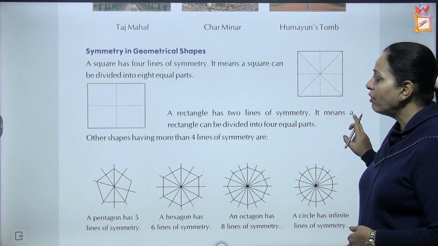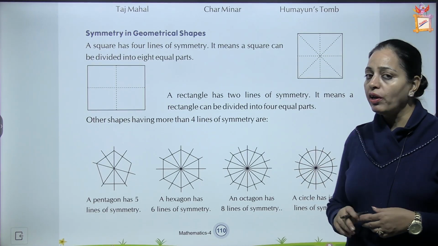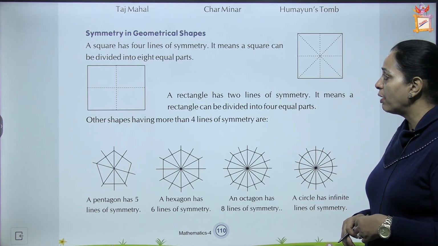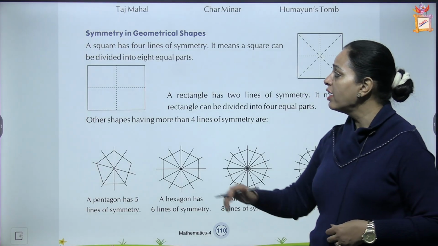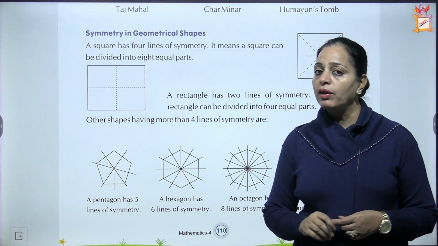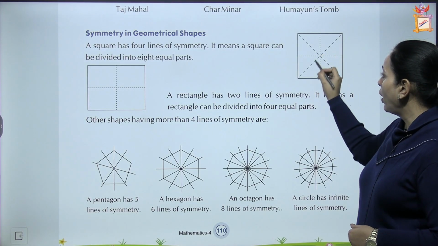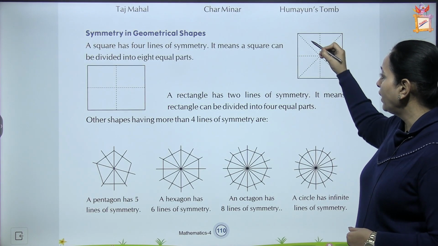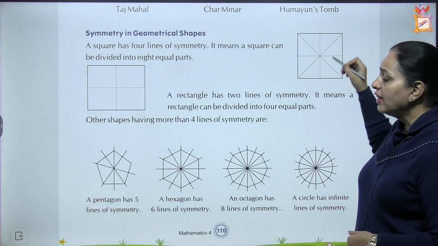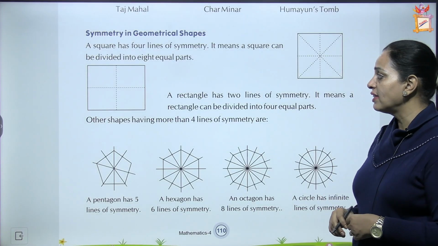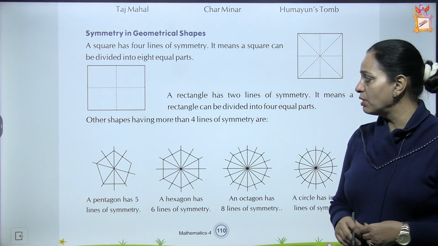Okay, now symmetry in geometrical shapes. A square has 4 lines of symmetry. It means a square can be divided into 8 equal parts. So see, square, along length, breadth and along the diagonals, these 4 lines are lines of symmetry.